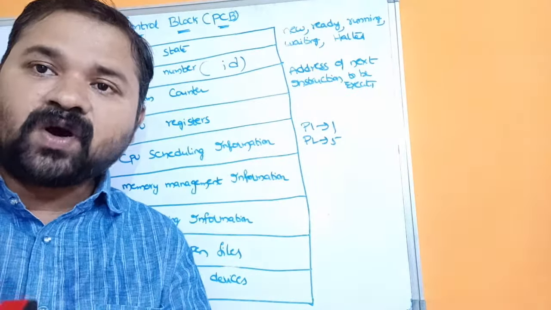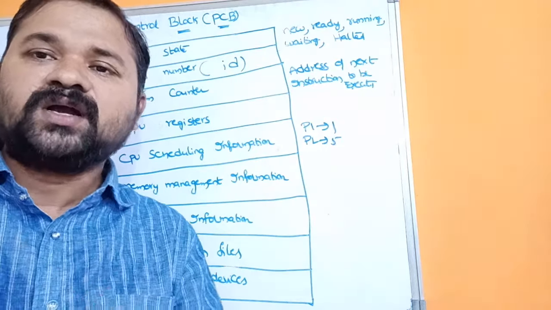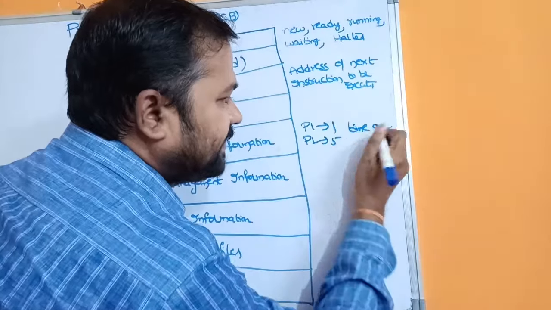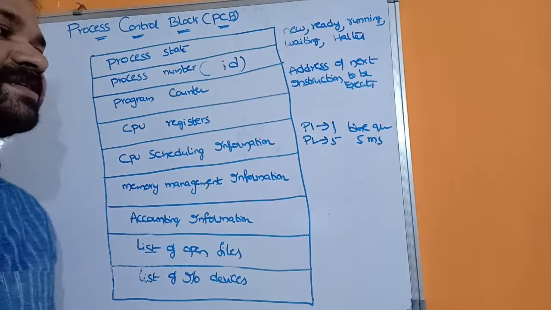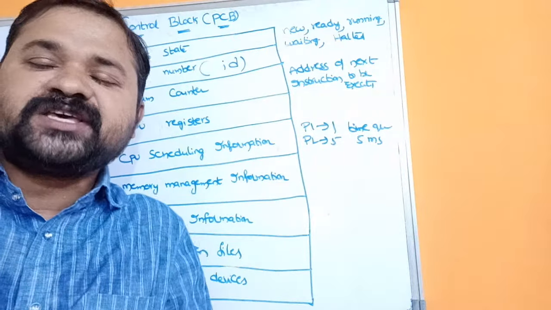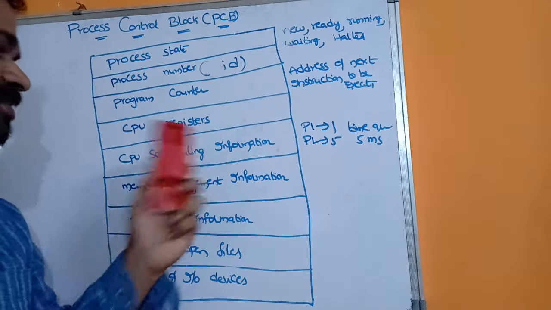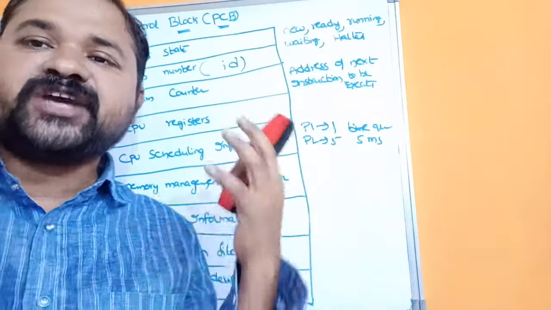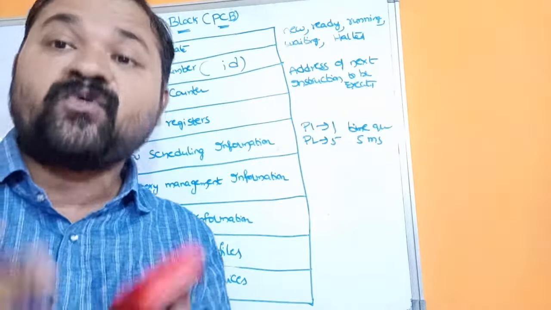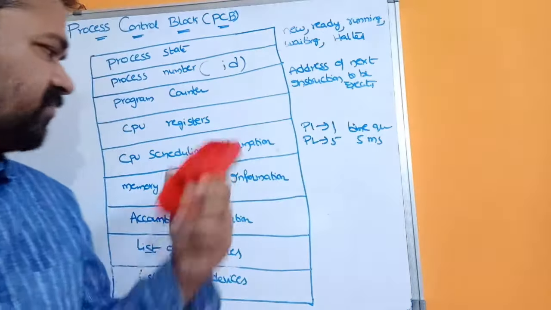And we have an algorithm called round robin algorithm. In the round robin algorithm, the process is executed only for a specific time quantum. Okay. Let us assume that the time quantum is 5 milliseconds. That means the CPU executes the process only for 5 milliseconds. After that, the CPU executes some other process. So that time quantum information will also be stored here. So CPU scheduling information stores the scheduling information about the process, such as its priority, as well as the time quantum period. If there are any pointers related to that process, those pointers information will also be stored here.